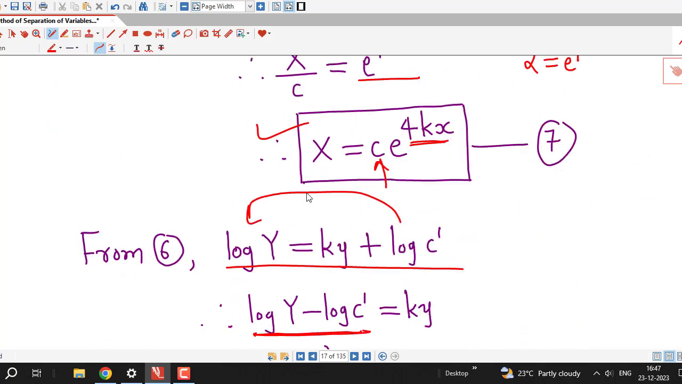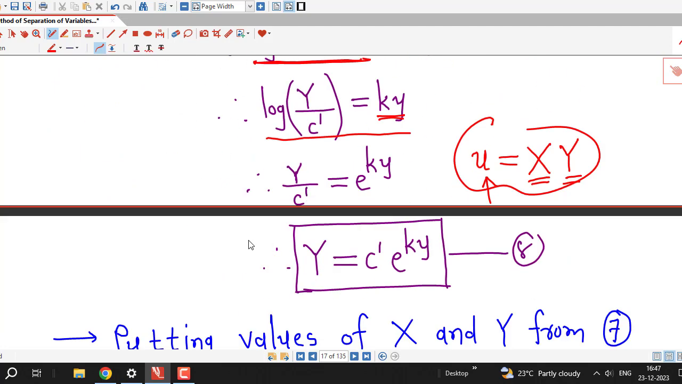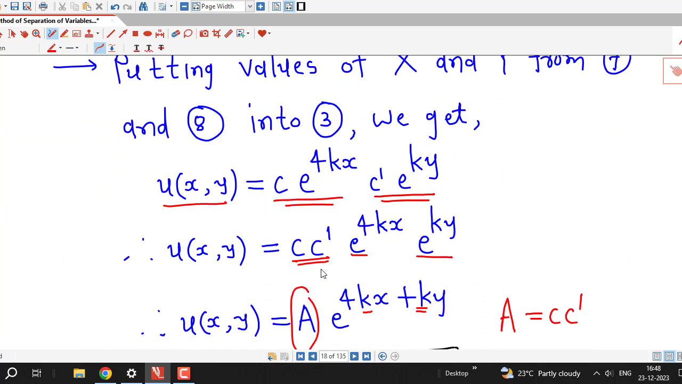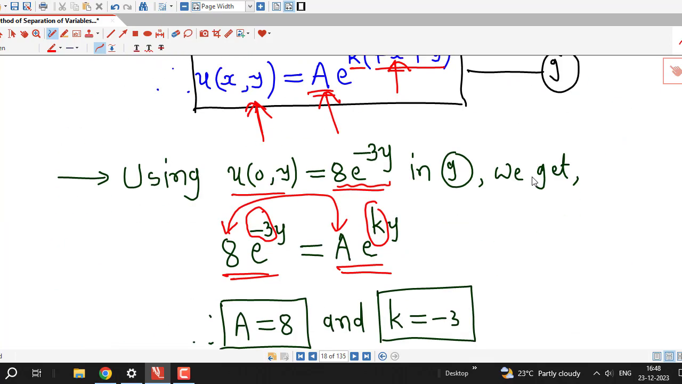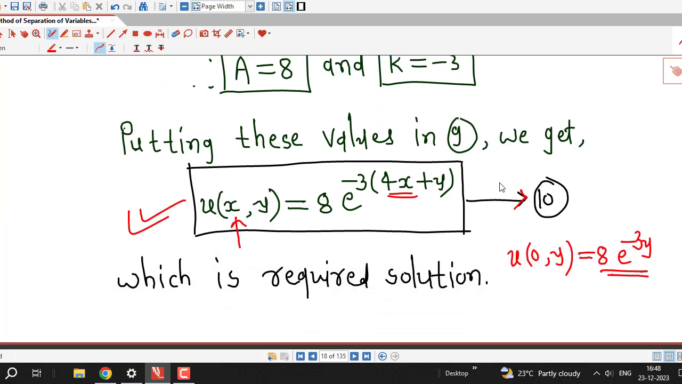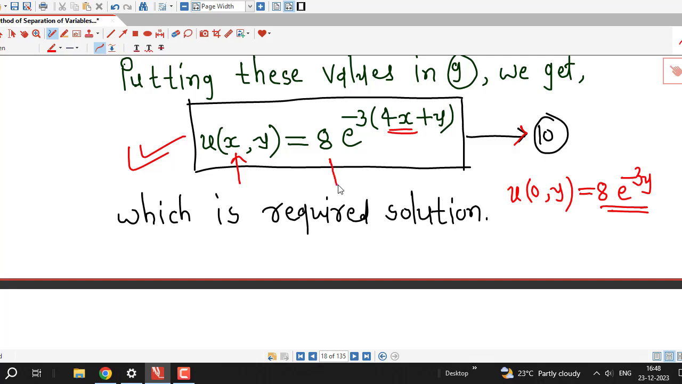If we have three independent variables, we have to solve three ordinary differential equations, and after solving these ordinary differential equations, we are able to decide the values of functions X and Y that we substitute in our assumption, which was u equal to X times Y. And finally we use the initial condition to determine the particular solution satisfying the given condition.